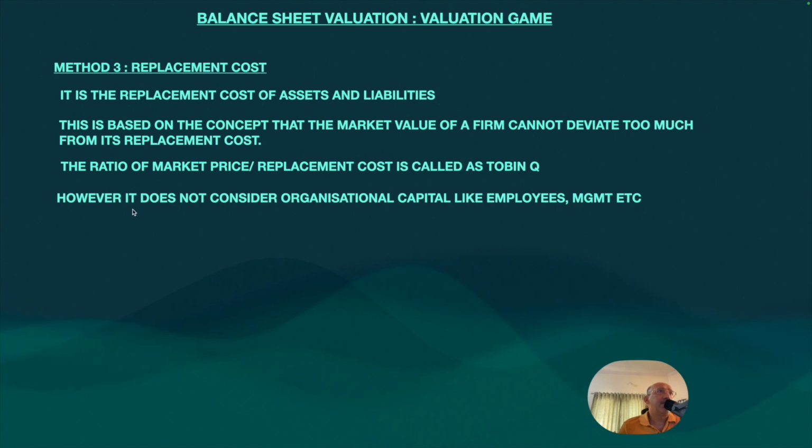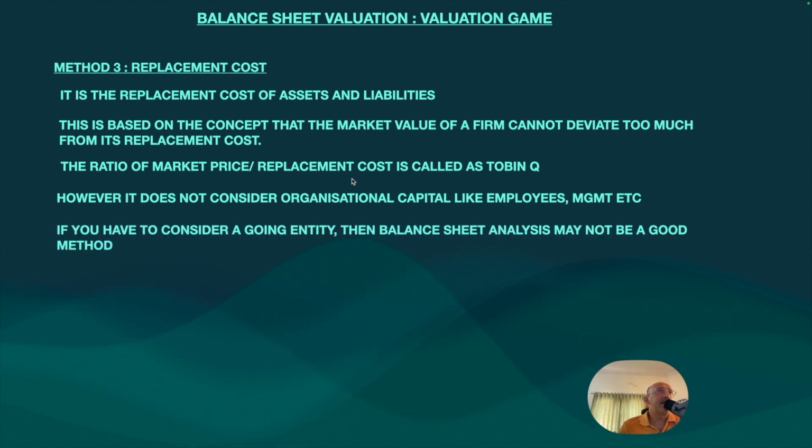Again, coming to the advantages and disadvantages, see, this ratio considers market price and the replacement cost, that is, whatever the assets are which are available, what will be the present value of those assets as of now? That is called the replacement cost. However, it does not consider organizational capital like employees, efficient management, the productivity of the employees. These are all intangibles which are never taken into consideration while carrying out a replacement cost. This is one of the disadvantages of the replacement cost method of valuation.